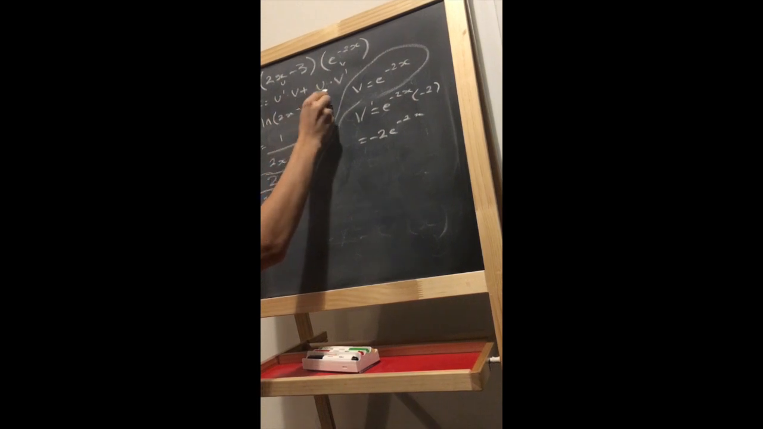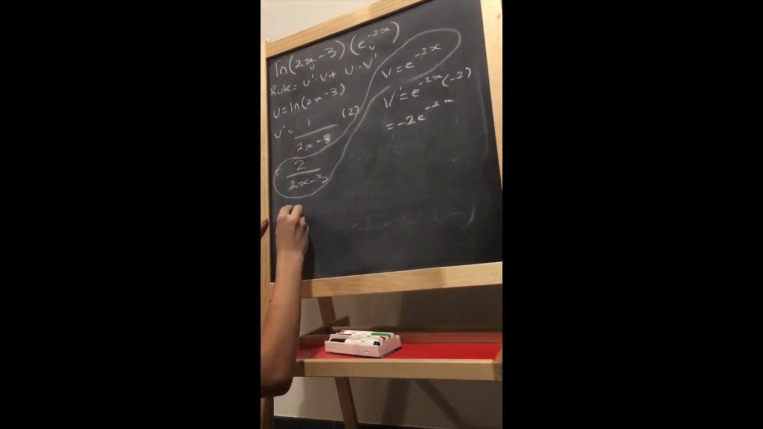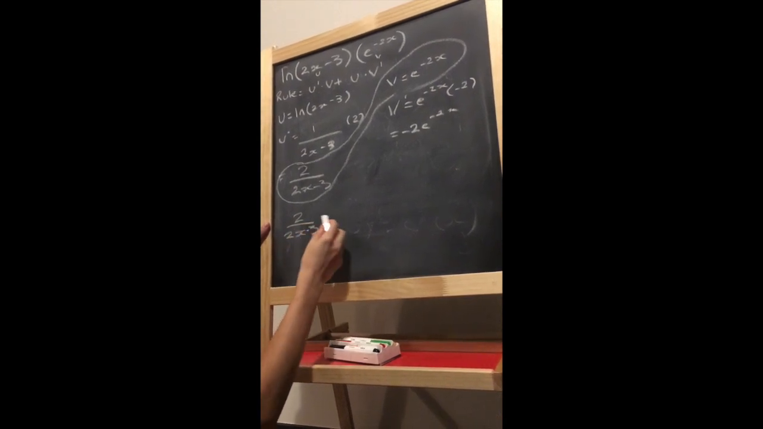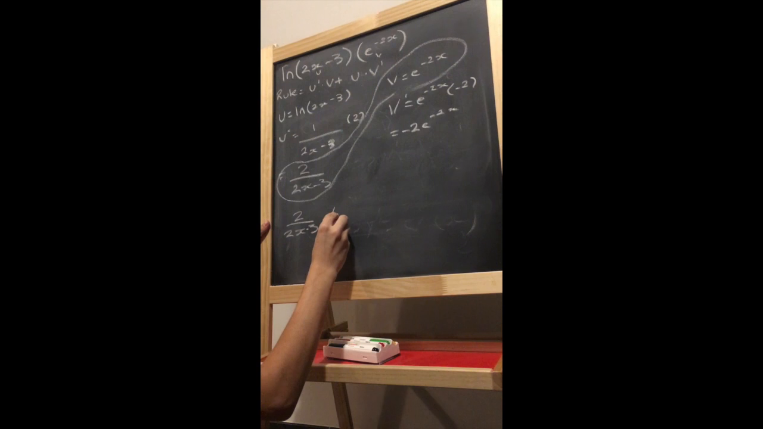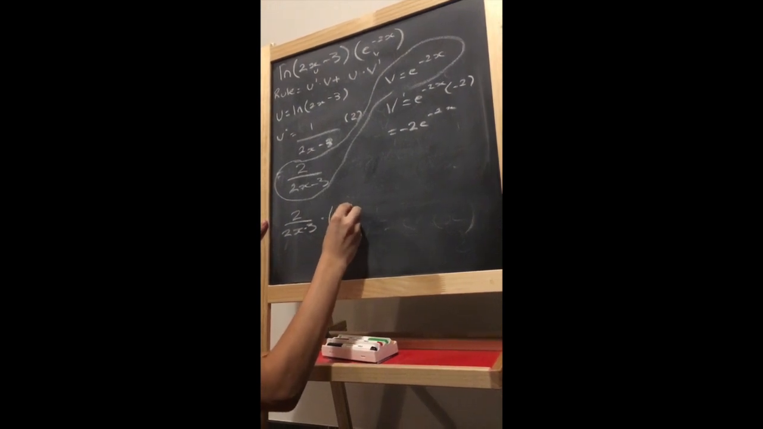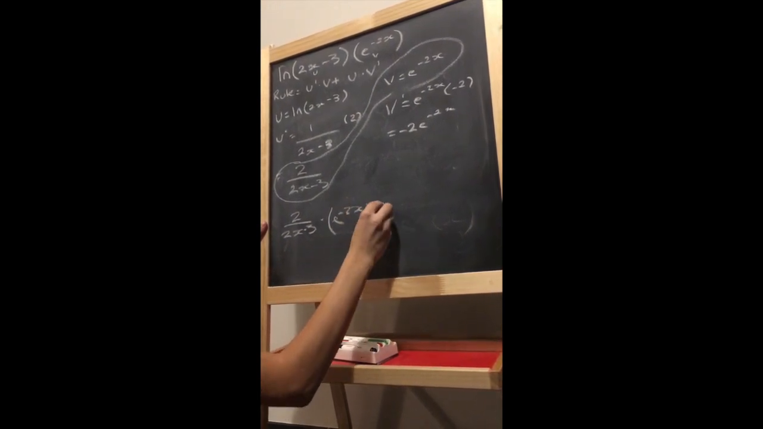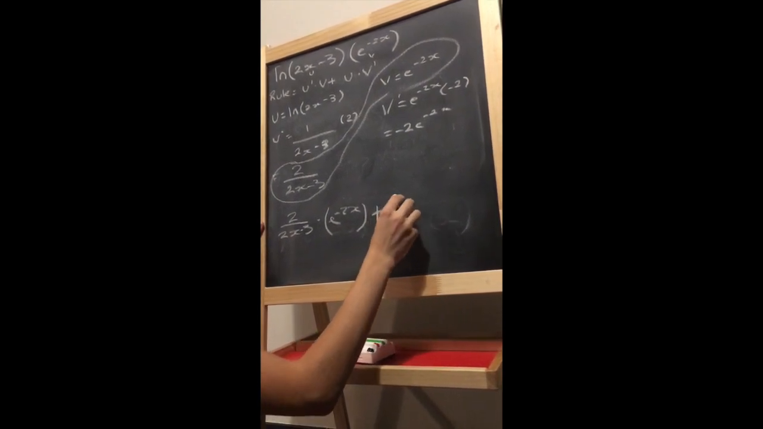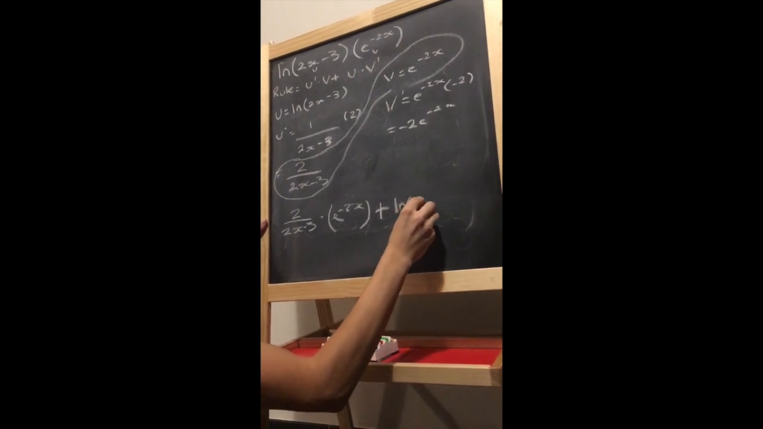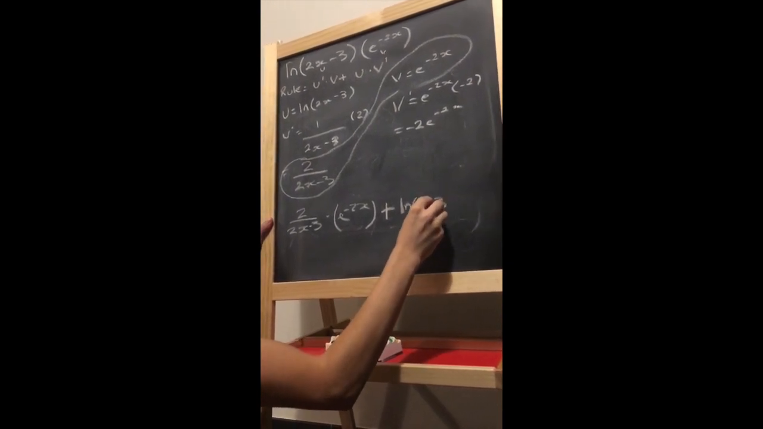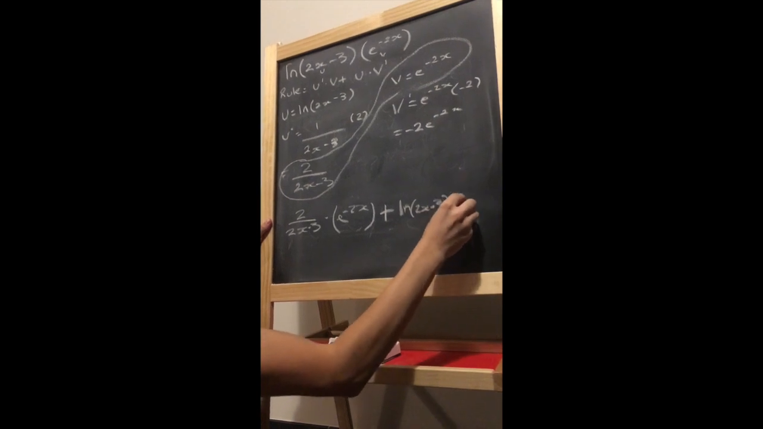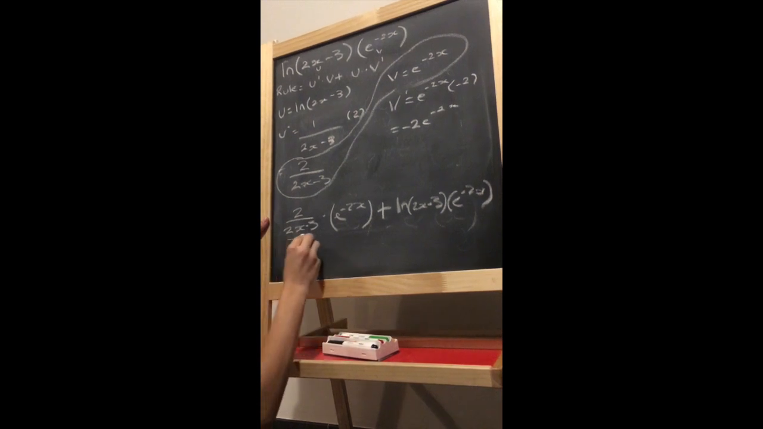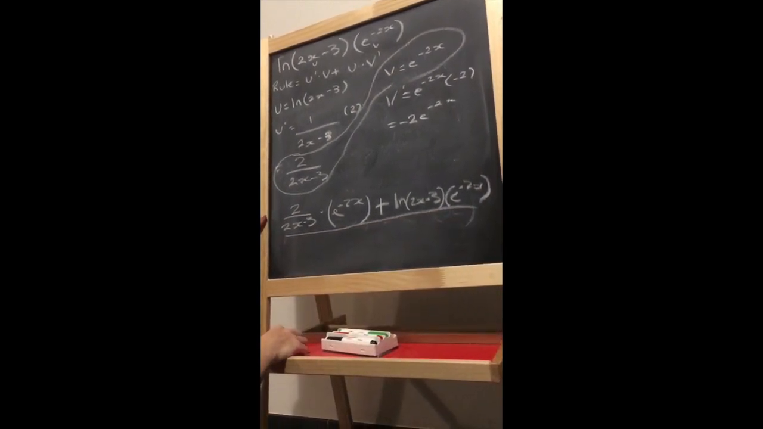Now, using the same tactic as the quotient rule, we take u prime and v, like it says in the equation, and you multiply them. So in this case, it's 2 divided by 2x minus 3 times e to the power of minus 2x. And then you grab the rest, which is u and v prime, which equals ln 2x minus 3 times minus 2e to the power of minus 2x. In some cases, you can simplify your answer.